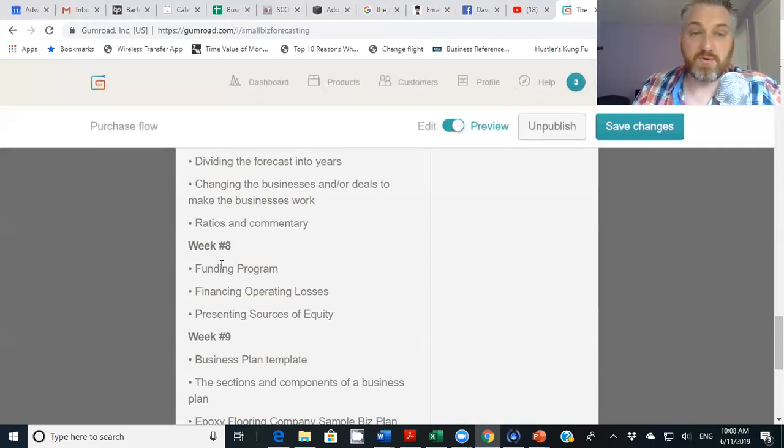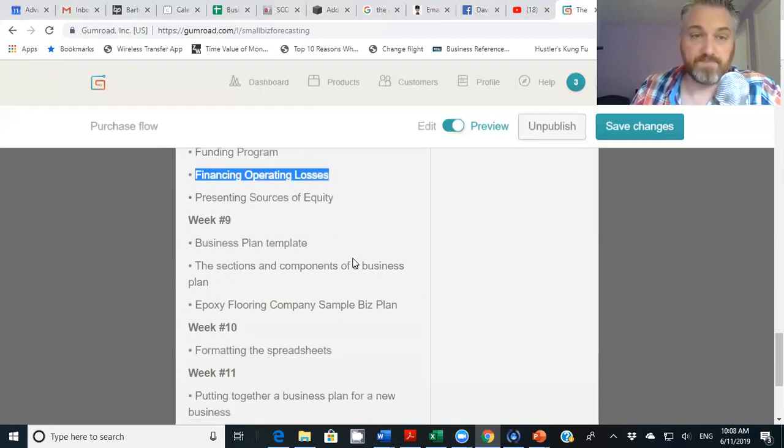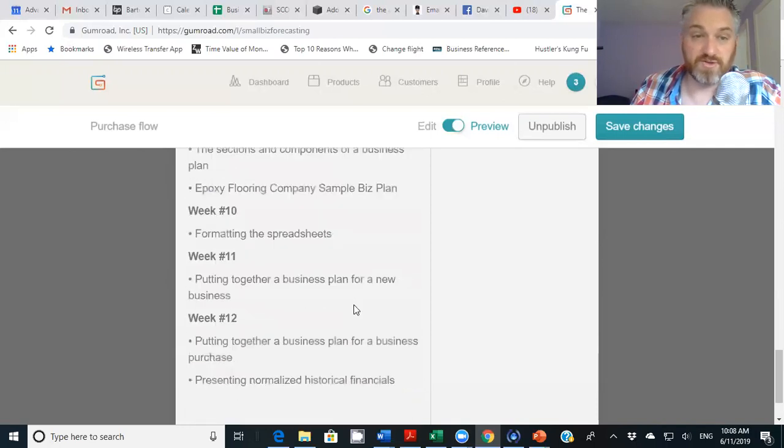We then talk about equity financing. We talk about financing operating losses, so overdrafts and lines of credit. How do we present our sources of equity if we have different people participating in the business, helping us get going? Then we get into the business plan template, and I show you an example of an epoxy flooring business plan that I did for someone else.